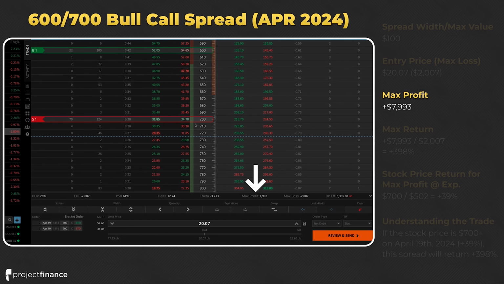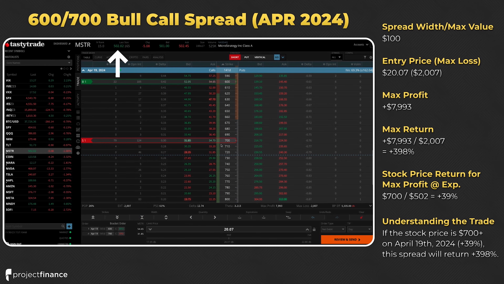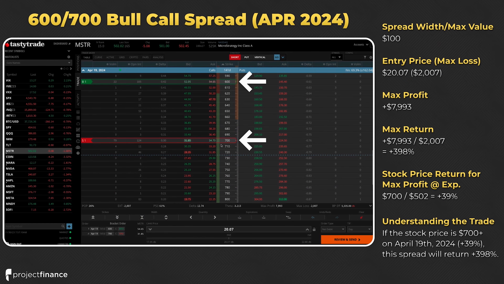However, since the long call strike is 600 as opposed to 500, this is a more aggressively bullish spread, since I need MicroStrategy to go from 500 and get to approximately $620 by expiration in April of 2024. This is much higher than the 555 break-even of the 500-700 call spread expiring at the same time. So the reason that this 600-700 call spread has a lot higher risk-reward compared to the 500-700 call spread is that this call spread is more bullish and has a lower probability of making money by expiration, and this gives it a much higher risk-to-reward multiple.